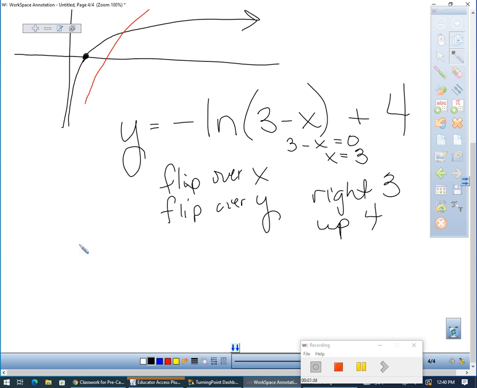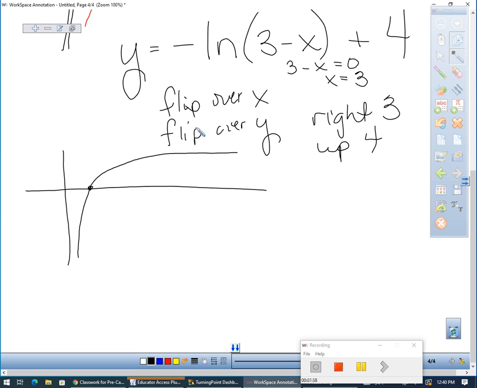Now I bet you guys aren't going to be shocked to see that the natural log graph is the same. The only difference is it kind of flattens out a little bit sooner. That's it. So if we were first to flip this over x, it's going to come down here, right? And then if we were to flip it over y, it's going to be over here. And then we're going to go to the right 3 and up 4. So if you were to throw this in your graphing calculator, hopefully it would look something like this.